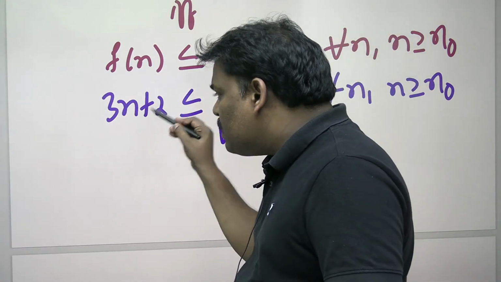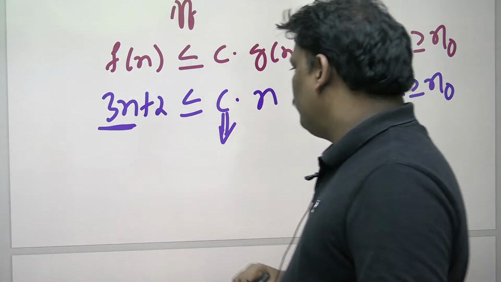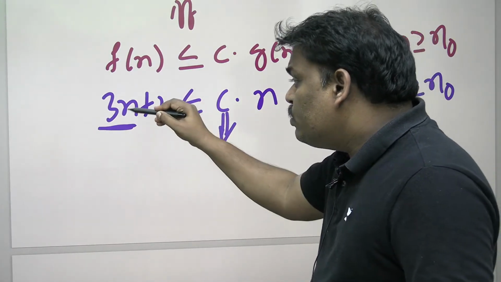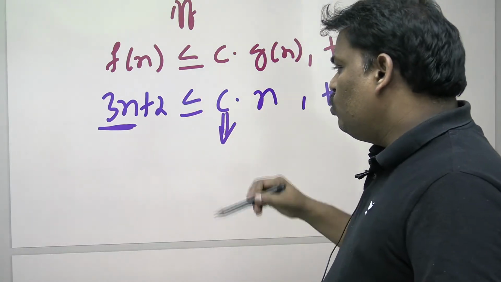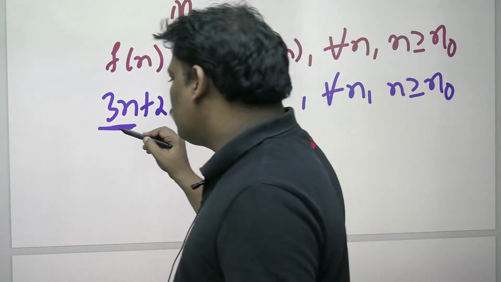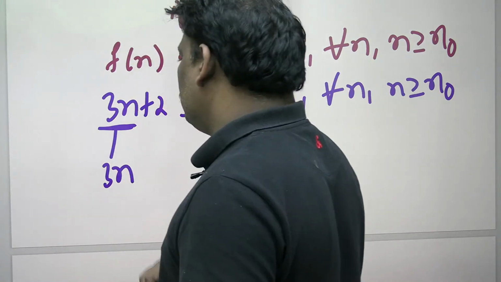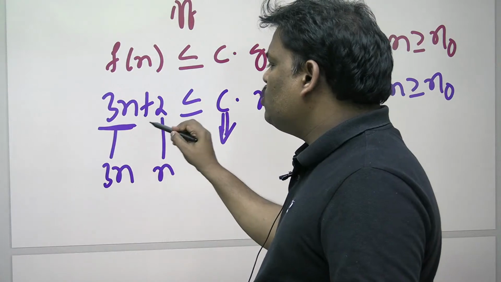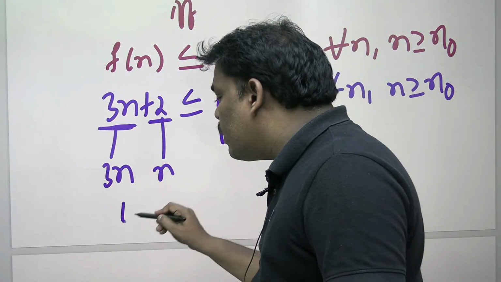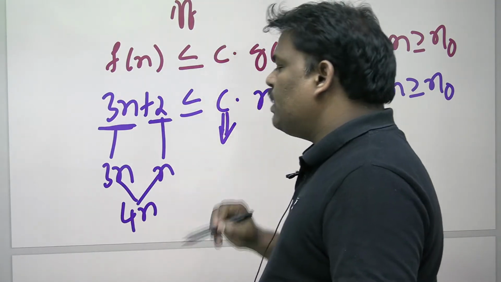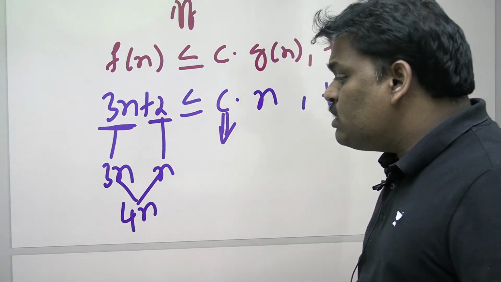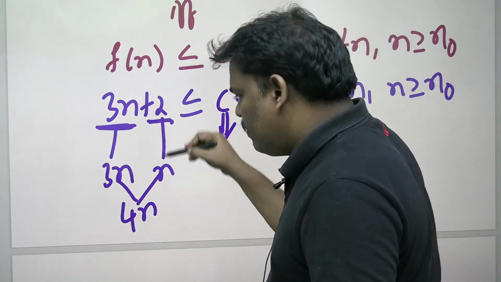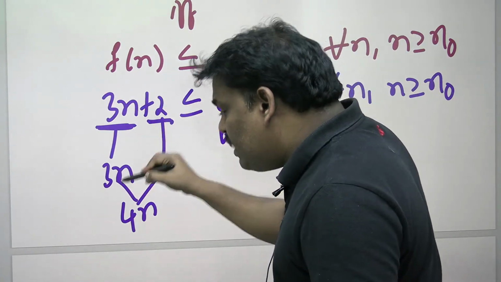It is 3n plus 2. See this one. Here 3n, here cn. I think if you observe clearly, 3n plus 2. One small question I want to ask you. It is 3n. Let us assume that here also n is there. It will become 4n. You tell me, 3n plus 2 and 4n, who is bigger? Comparing 3n and 2, 3n is bigger.